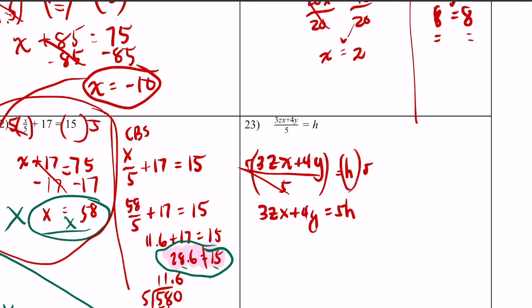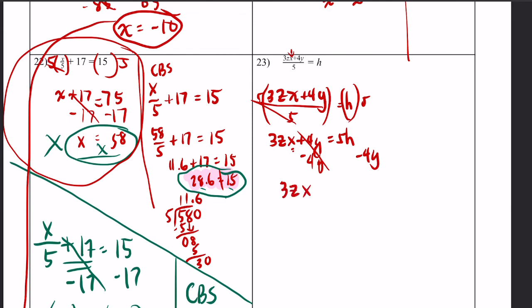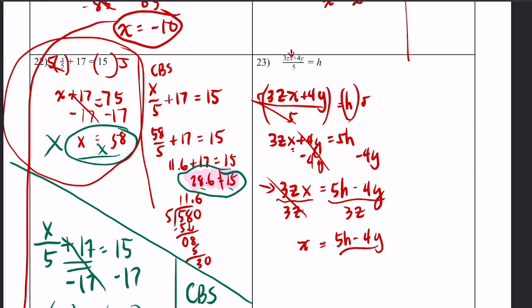Get rid of this because x is here. It says make x the subject. You want x by itself on the other side. So let's get rid of this. 4y, minus 4y. Okay, so that is 3zx equals 5h minus 4y. Now, this is multiplication. So we want to divide out 3z so that x remains. Divided by 3z. Cancel. x is equal to 5h minus 4y over 3z. That's it. That's the answer.